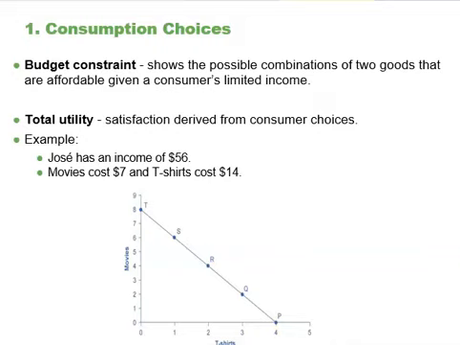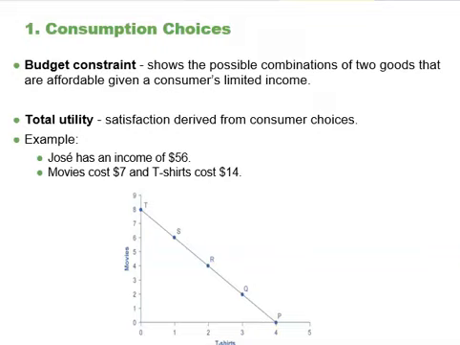Notice that the vertical intercept of the budget constraint line is at 8 movies and 0 t-shirts. 8 movies is the maximum number of movies that Jose can watch with his $56 budget. The horizontal intercept of the budget constraint is 4, where Jose spends all of his money on t-shirts and no movies. The slope of the budget constraint is -8 divided by 4, which is -2.